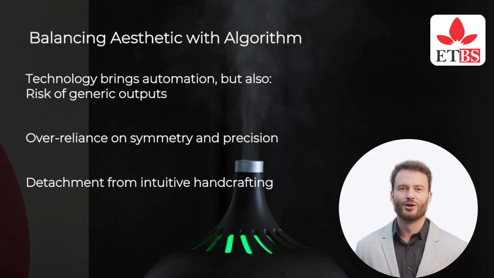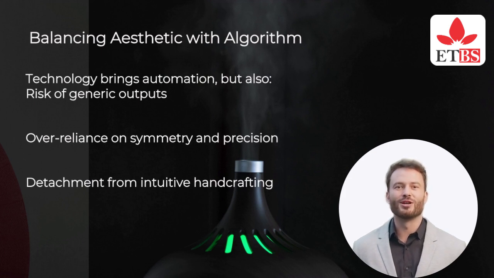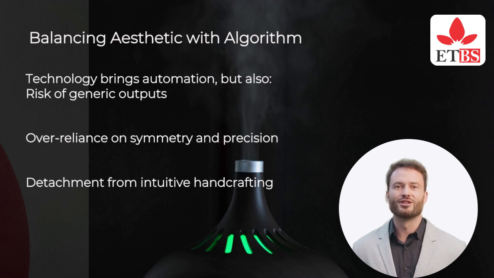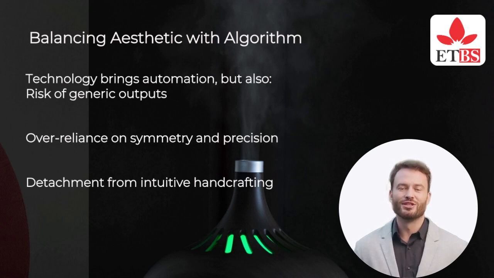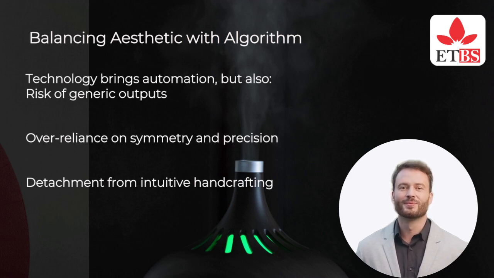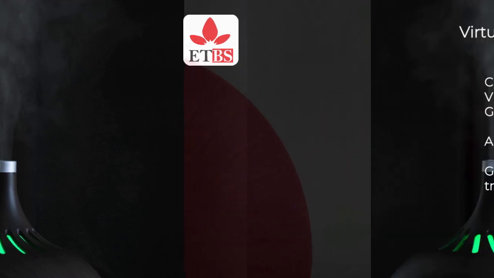Balancing aesthetic with algorithm. Technology brings automation, but also risk of generic outputs, over-reliance on symmetry and precision, and detachment from intuitive handcrafting. You will be trained to use digital tools as an extension of the hand, not its replacement. Retain artistic spontaneity while leveraging algorithmic power. Recognize when to sculpt traditionally for emotional expression.